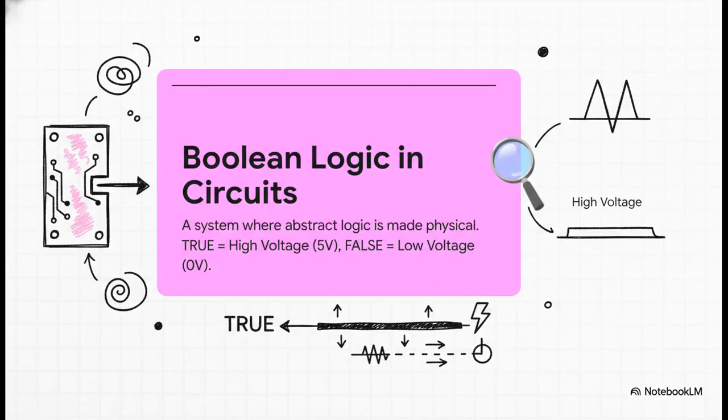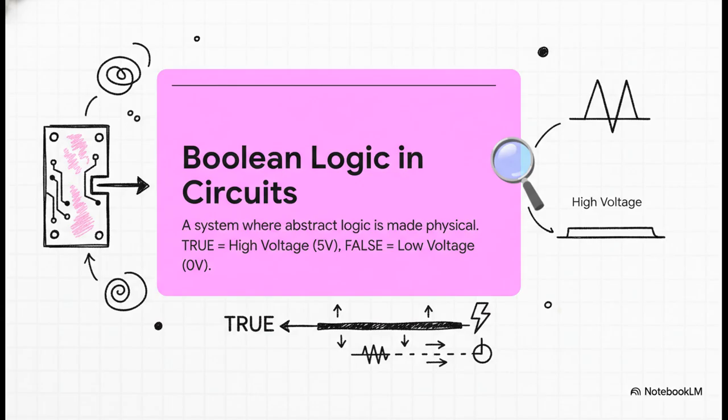And here it is. This is the magic bridge between the abstract and the physical. Inside a computer circuit, the ideas of true and false get a real, physical, measurable meaning. True simply means turn on the power. Apply a high voltage, say 3.3 volts. And false means turn off the power. Apply a low voltage, or 0 volts. That's it.